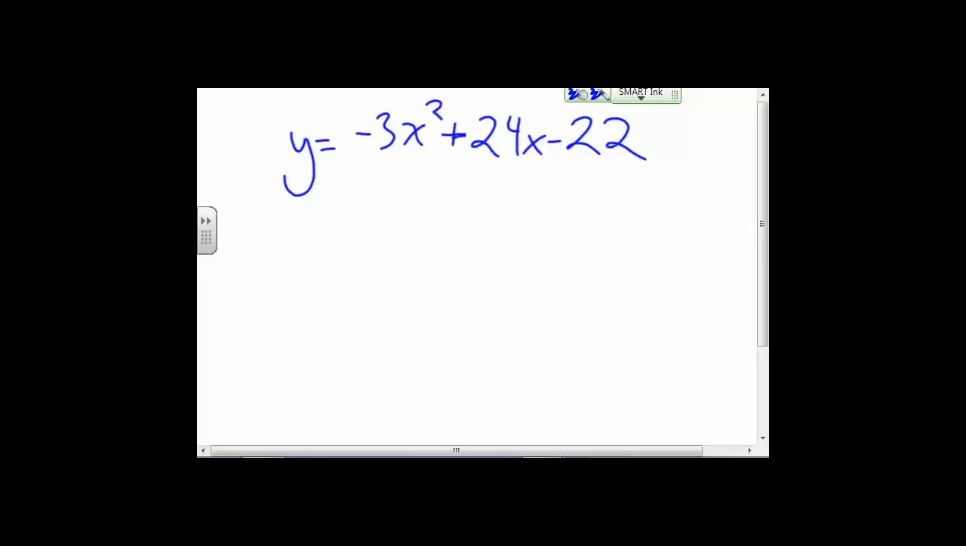X equals negative b over 2a. Okay, negative b over 2a. Now, how do I assign these variables? Like, where do I get a b from?